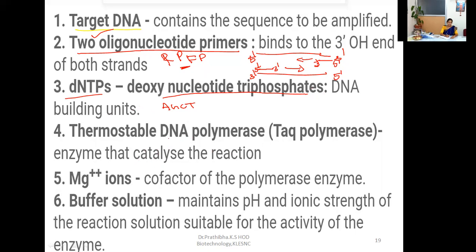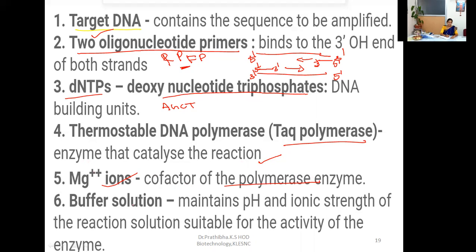Next most important component is thermostable DNA polymerase, that is Taq DNA polymerase, the enzyme that catalyzes the reaction, that synthesizes the DNA molecule or extends the DNA molecule by adding the individual nucleotides. Then we require magnesium ions, which act like a cofactor of the polymerase enzyme. All this needs to be provided in the reaction mixture.